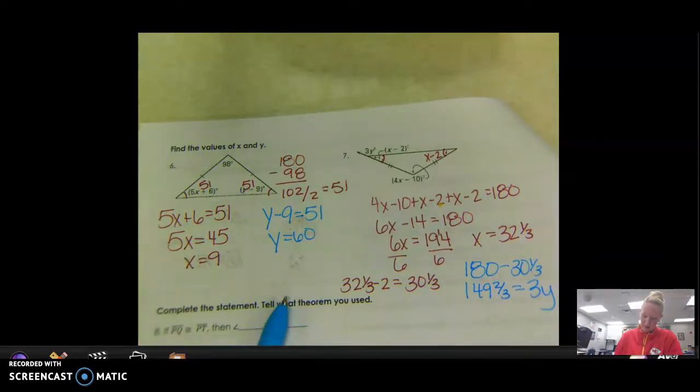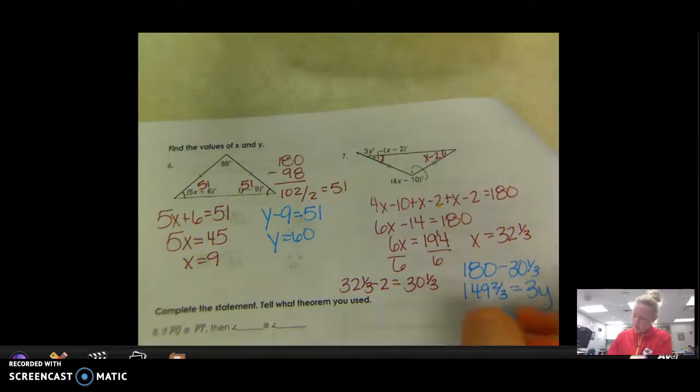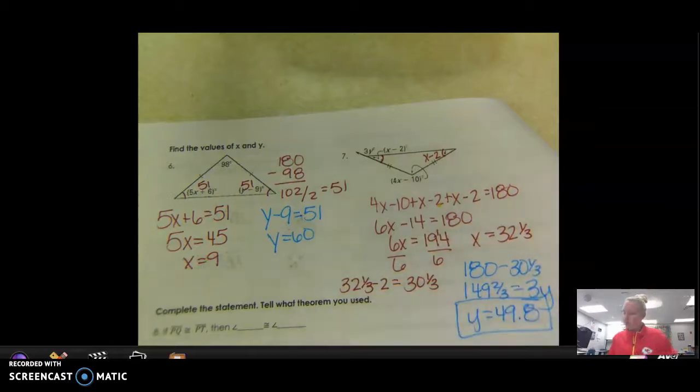Okay, so 149 times 3 plus 2. So 449 over 3. That whole thing divided by 3 equals, y equals 49.8, repeating. Those were some awful numbers. Hopefully I did that correctly.